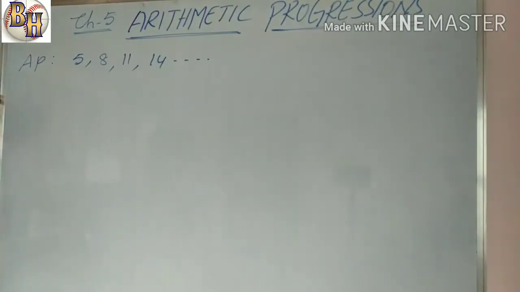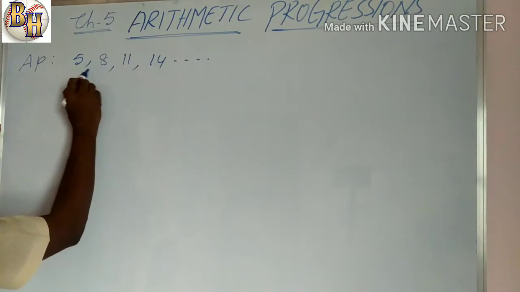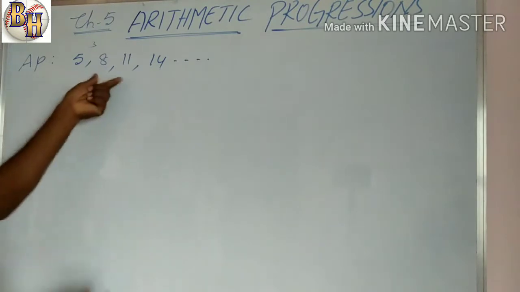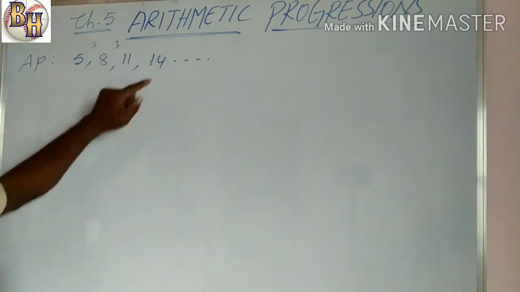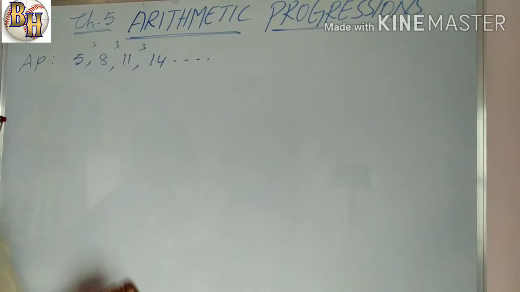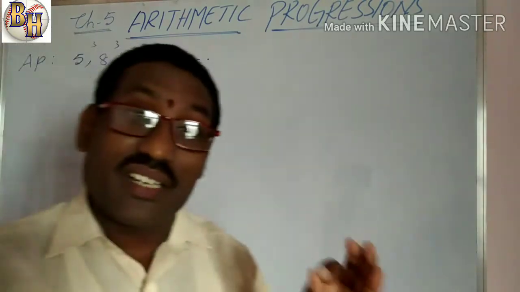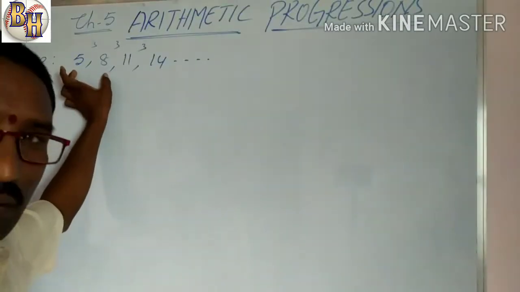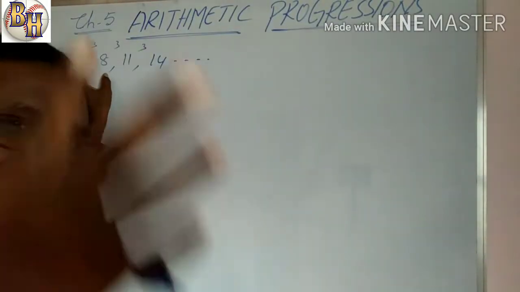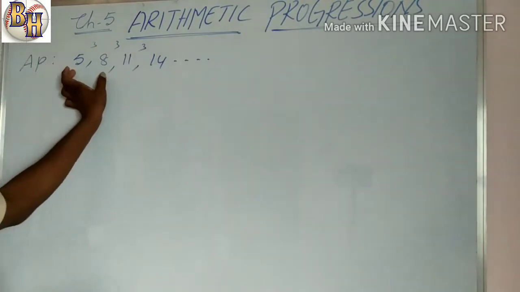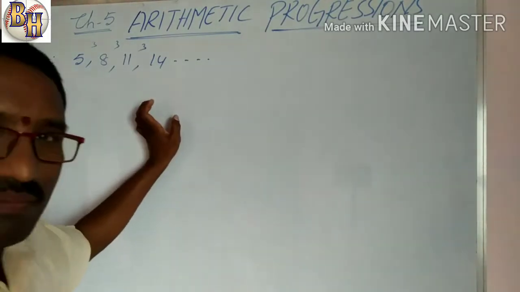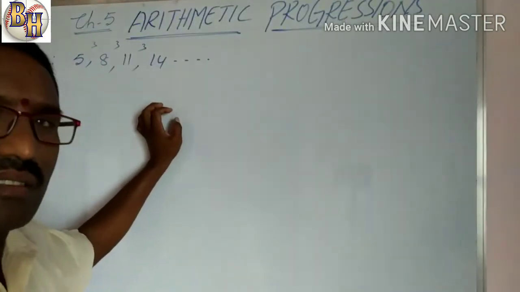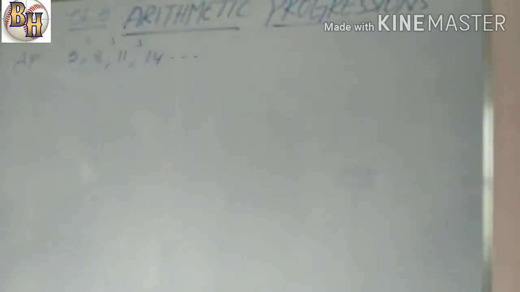Observe here, what is the difference between 5 and 8? 8 minus 5, 3. The difference between 8 and 11? 3. 11 and 14? 3. That is a fixed difference, a fixed quantity. The difference between two consecutive terms is the same. That is called an arithmetic progression. The fixed quantity must be the same, that number is fixed.